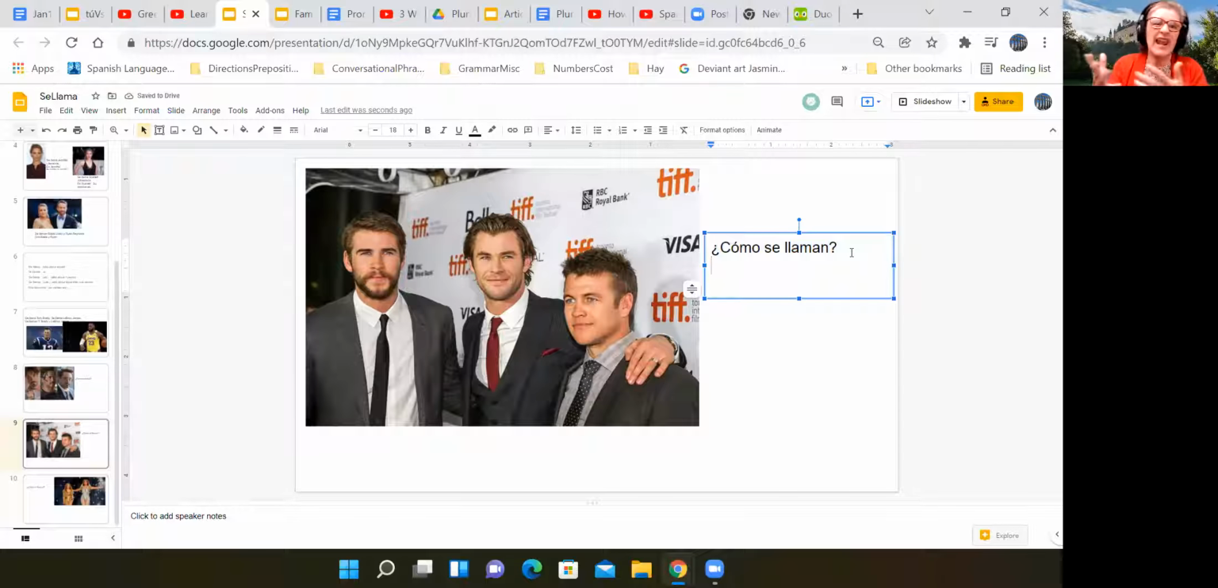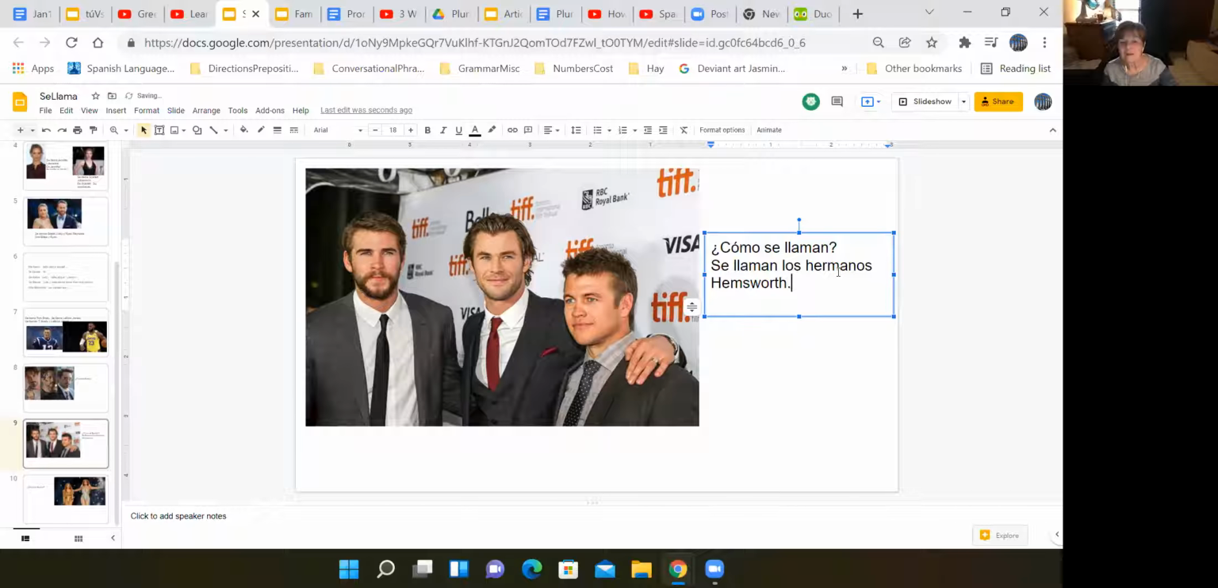They're from, son de la misma familia. They're from the same family. Son de la misma familia. Okay. If I talk about all of them together, se llaman los hermanos, because they're brothers. Hermanos. Hemsworth. Close enough. Se llaman los hermanos, sí, Hemsworth, ¿sí? ¿Sí? Bueno.